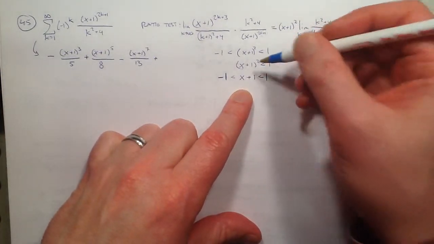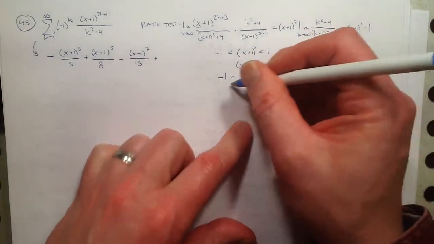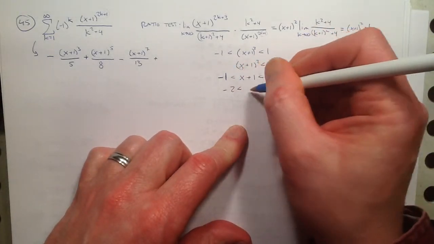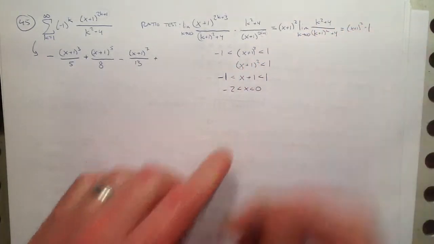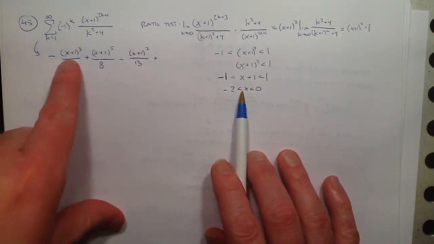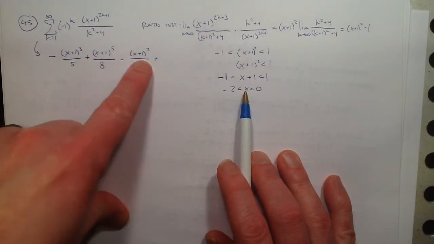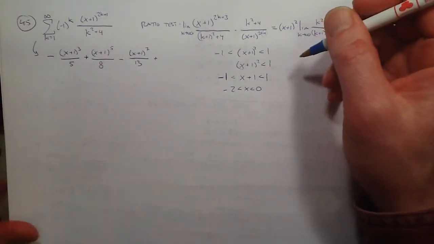We're convinced of that. We will see that the odd time. So that means subtracting 1 here, I get an interval that looks like that. And that makes sense. That's an interval that's centered at negative 1. This is a series that's centered at negative 1, right? All those x plus 1s. So that's consistent with what we would expect.